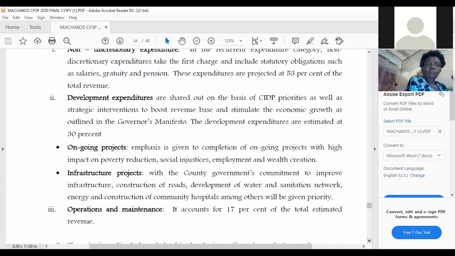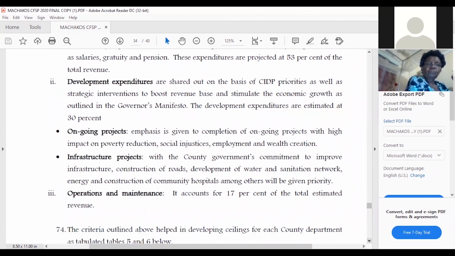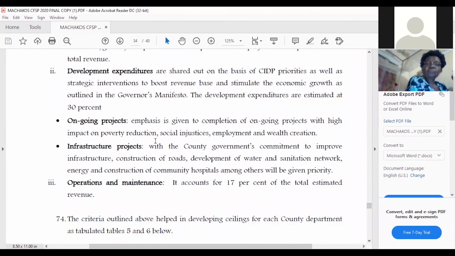And then also the other criteria for resource sharing is ongoing projects. Emphasis is given to completion of ongoing projects with high impact on poverty reduction, social injustices, employment, and wealth creation, okay? And then infrastructure projects. So with the county government's commitment to improve infrastructure, construction of roads, development of water and sanitation network, energy and construction of community hospitals among those will be given a priority, okay?